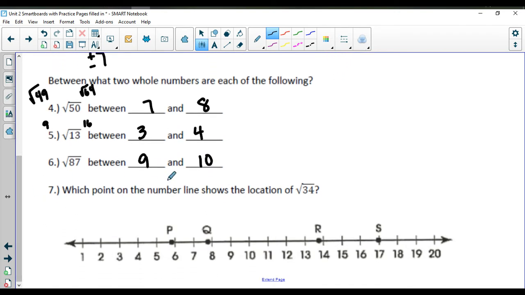For number 7, which point on the number line shows the location of the square root of 34? This is really, really close to the perfect square, the square root of 36, which is 6. If you notice, it's a little bit less than 6, so it's going to be 5 point something and on the upper end of that. So that would take us to letter P over here.